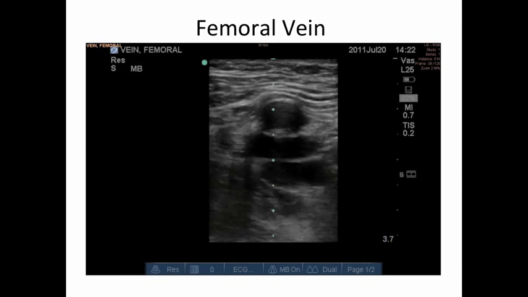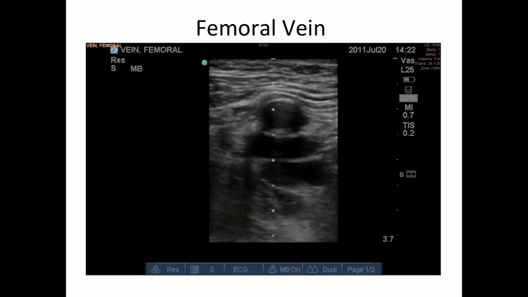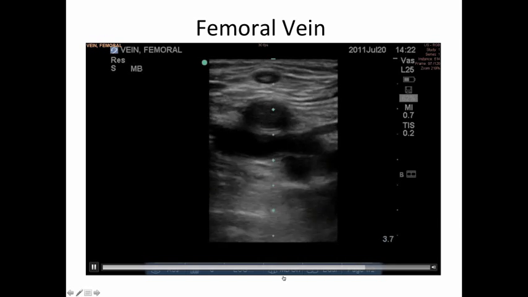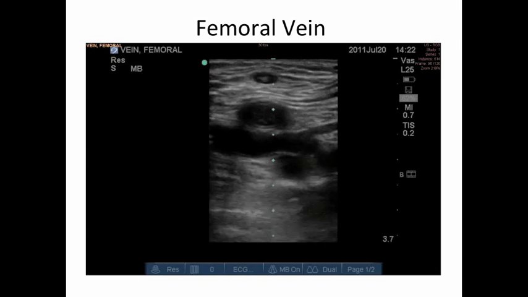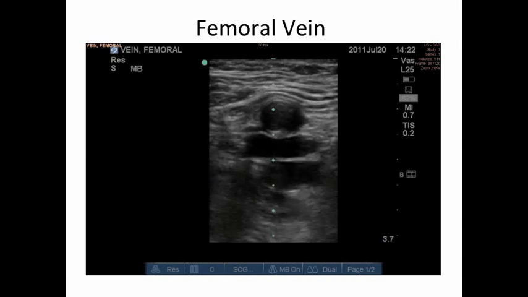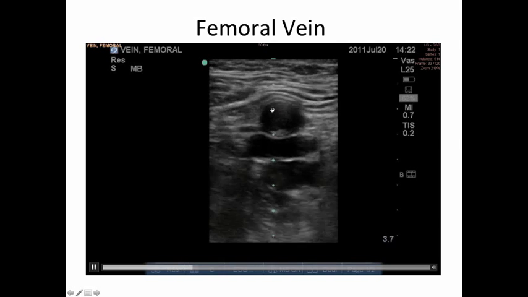So this is a real-time image of what the femoral vein looks like. This is actually starting lower down on the leg and moving up. I should have probably taken the video in the opposite way to make things easier, but if you look here, first of all, there's a couple of things I'll point out. So here's the femoral artery.